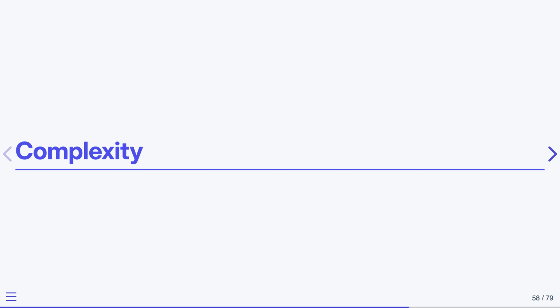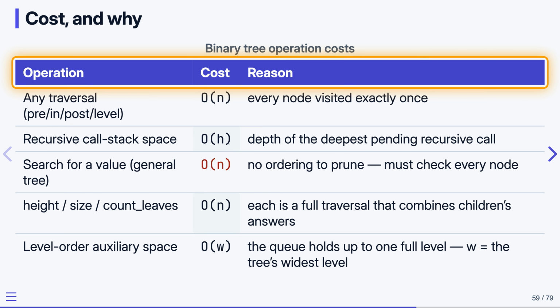Now let's put costs on these operations. How much time and space do they take and why? This table lists the cost of each binary tree operation and the reason for it.